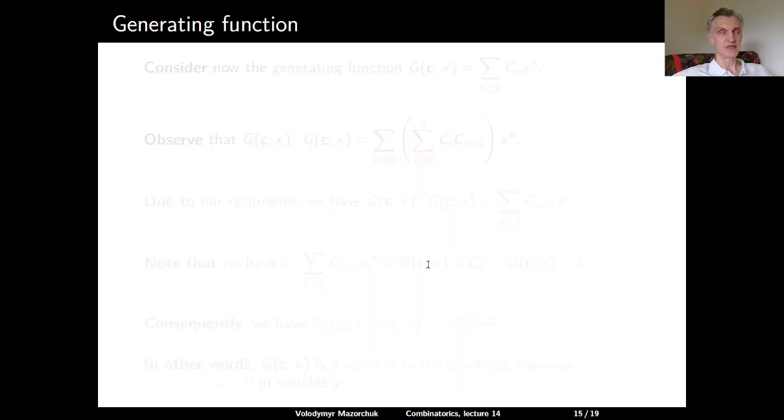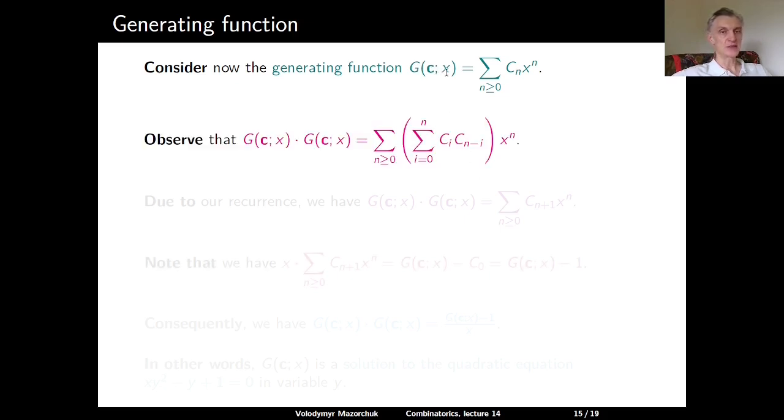Now let us use this recurrence to compute the generating function for Catalan numbers. So the generating function G_C(x). Let us observe that if we multiply this generating function with itself, the outcome will be the sum over all n, and then for a particular n, the coefficient at x to the power n will be the sum over all i between 0 and n, c i times c n minus i. But this gives exactly c n plus 1 due to our recurrence.